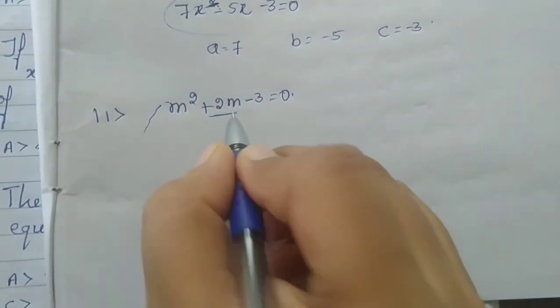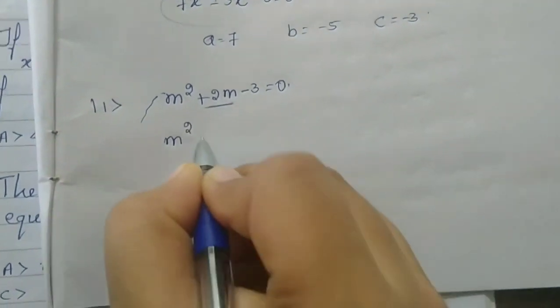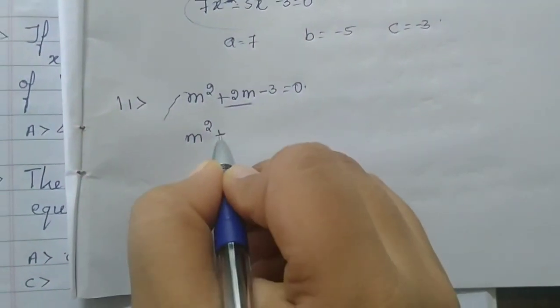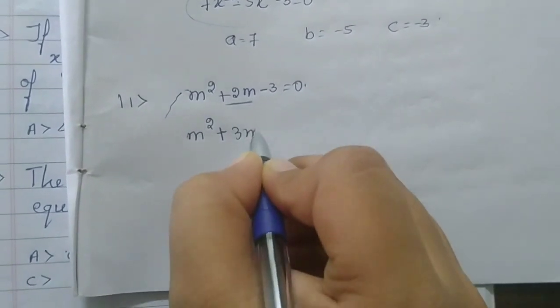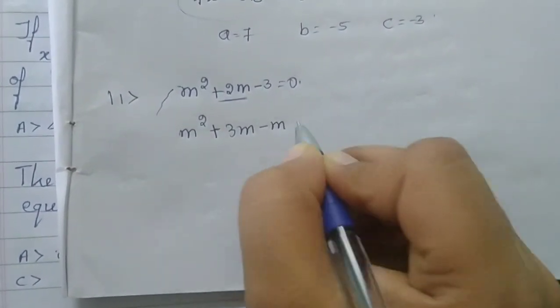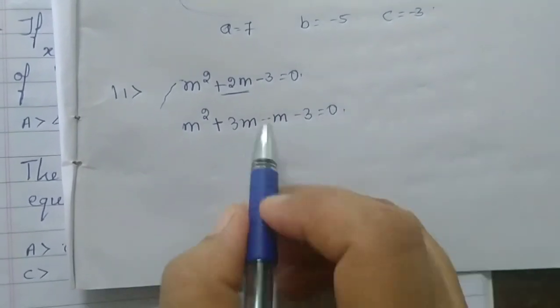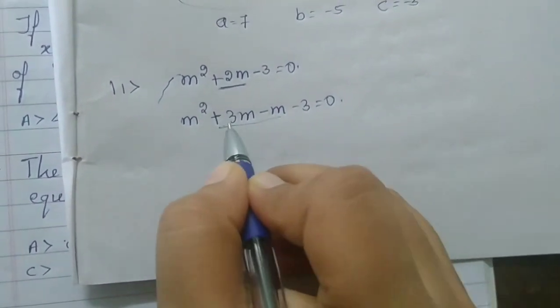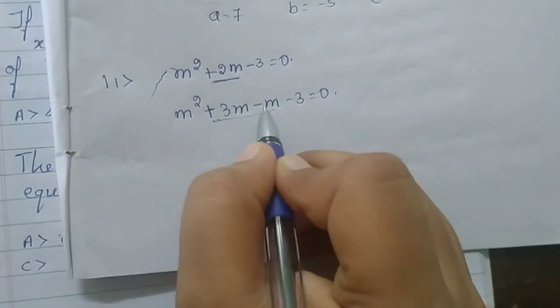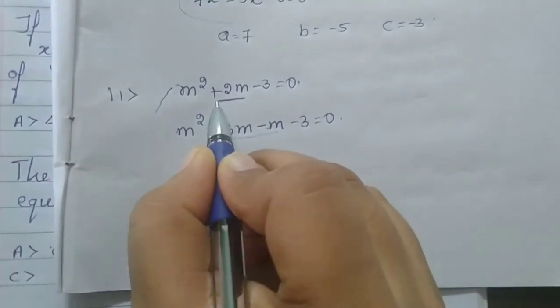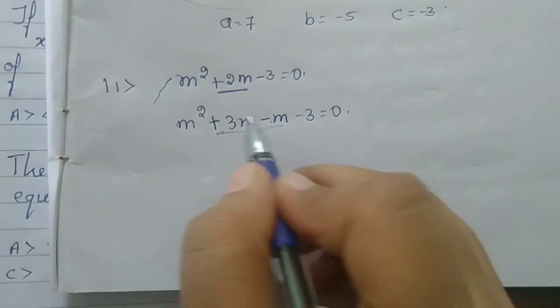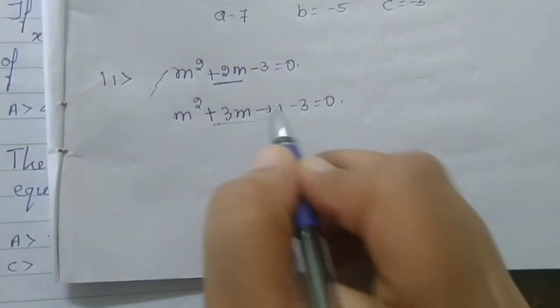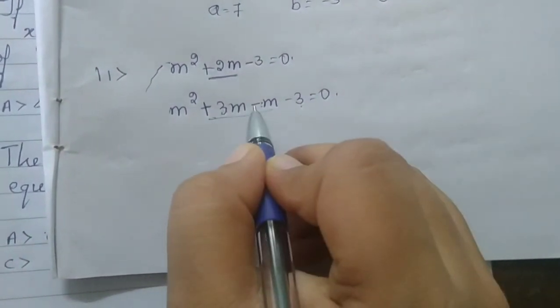First we will split this 2m: m square plus 3m minus m minus 3 is equal to 0. Okay, so here you can see when you add this middle term you are getting here plus 2, right? Plus 3 minus 1, that is nothing but plus 2, isn't it? So now when you multiply this, 3 ones are 3 you are getting with the minus sign.